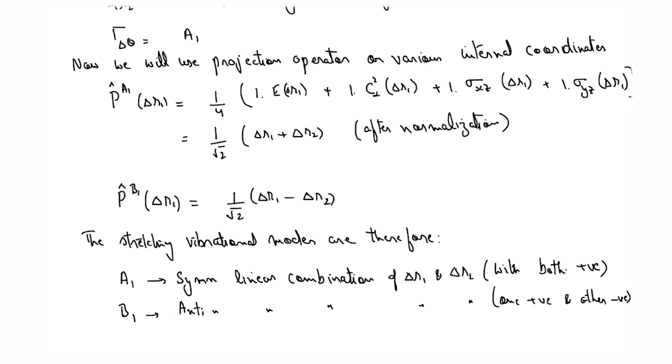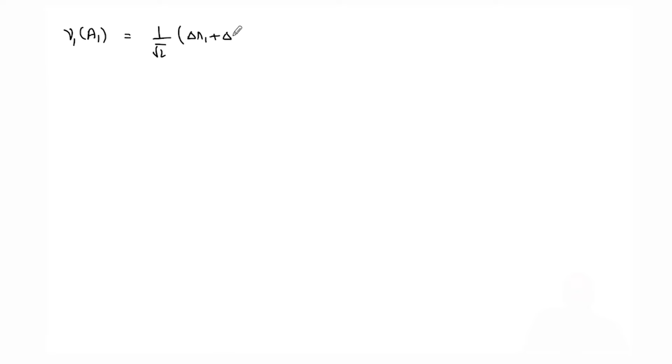Okay, so that means what I can write is, one of the vibrational modes, nu 1, for the frequency which has A1 symmetry, can be written as 1 over root 2 (delta R1 plus delta R2). Now visually, how does it look? So if I try to draw it on the water molecule, I can say both the bonds are stretching, right? Because both of them are positive, delta R1 and delta R2.